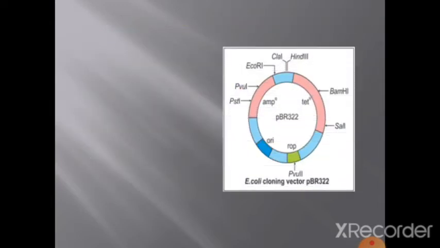This is the picture of pBR322, which is an Escherichia coli cloning vector. That means you can clone into this E. coli cell. The host cell is Escherichia coli. Now let us see the properties of this pBR322. It is 4.3 kb, it contains 4.3 kb base pairs.